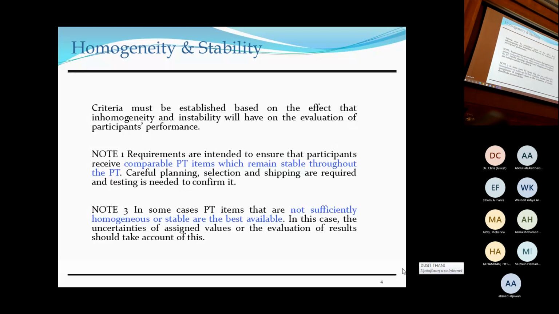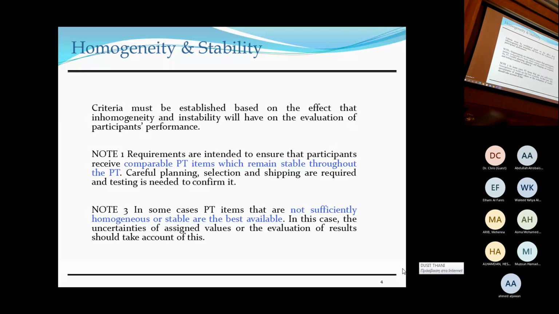So with regard to these two issues, the homogeneity and the stability of the transfer standard or the artifact, criteria must be established based on the effect that inhomogeneity and instability will have on the evaluation of the participant's performance. So it has to be decided beforehand what the impact of any inhomogeneity or instability in the transfer standard might have on the results of the PT output.